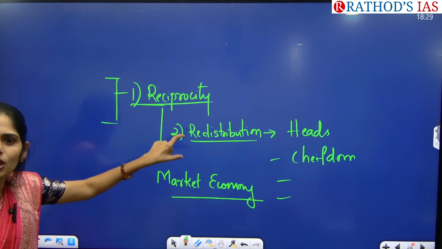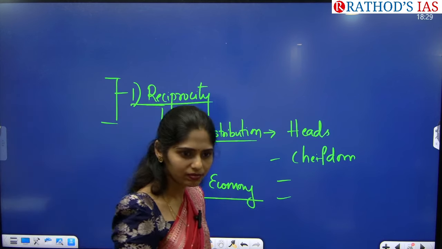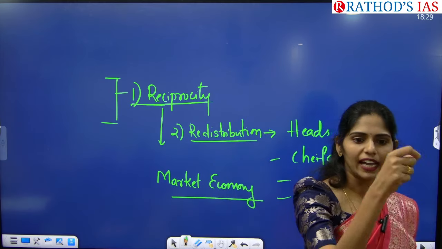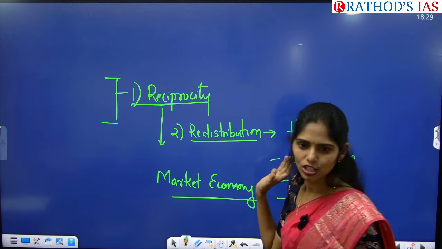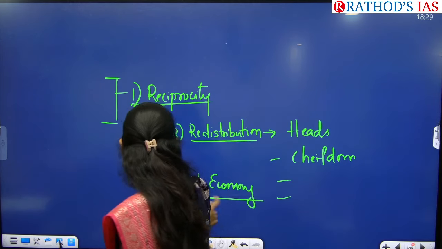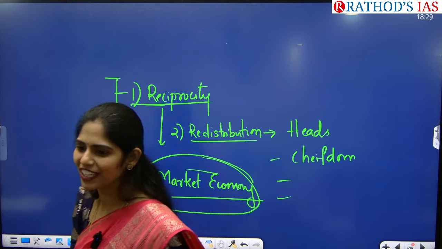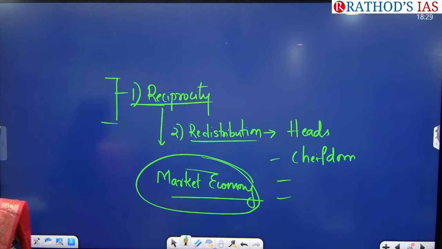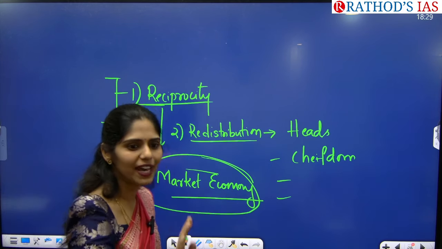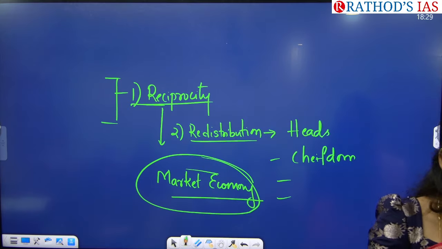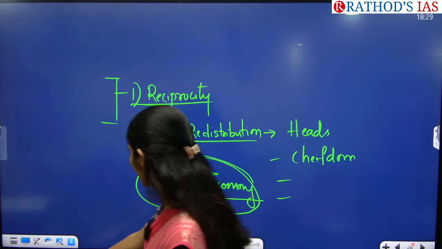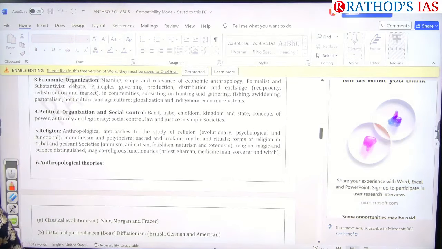Redistribution is where we have a head of that particular community, and he takes care of production, consumption and redistribution, for example, chiefdom. And now at present we are in a very highly advanced economic organization, that is the market economy. Whatever things we want, we go to the market and buy them by giving money. Okay, so this is the thing. And can you tell me the next concept?